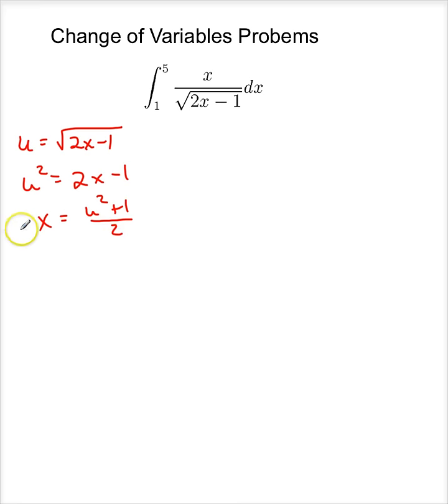Now I'm going to differentiate each side. When I do that, I get dx is equal to, let's see, this becomes 2u to the first du, and then plus 0, and this is all over 2. I could have written this as u squared over 2 plus 1/2, and when I took the derivative, that goes away. So dx becomes u du.